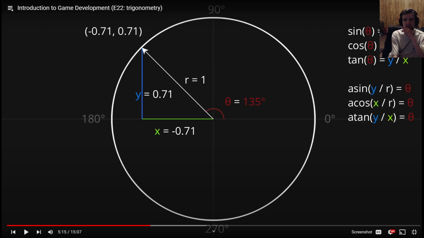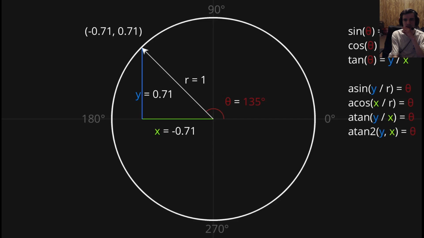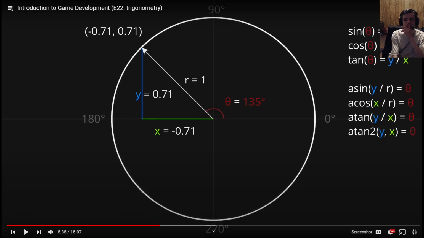Now, these functions will just return one of the two possible solutions, which is a little bit inconvenient, and it's for this reason that many programming languages have an extra function called atan2. Instead of taking in the value of y over x, it takes in the y and x values separately. To see why this is helpful, let's divide our circle into 4 quadrants.